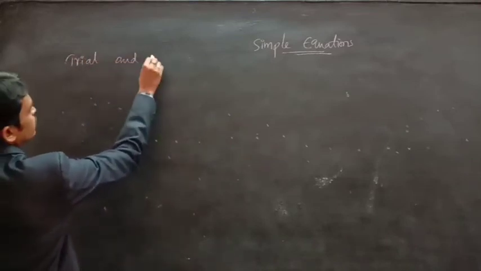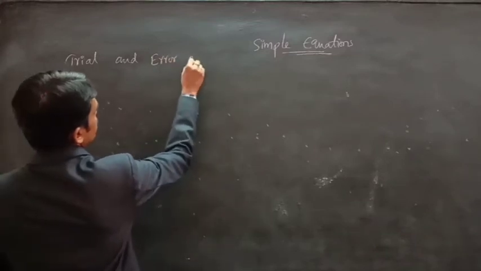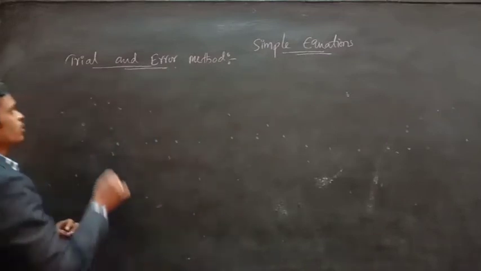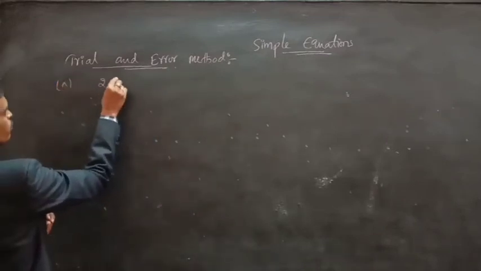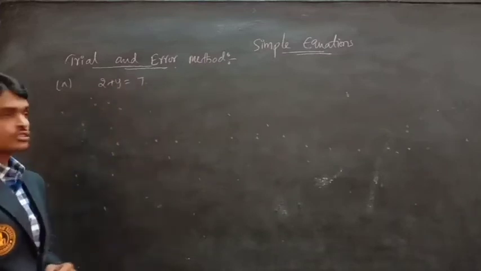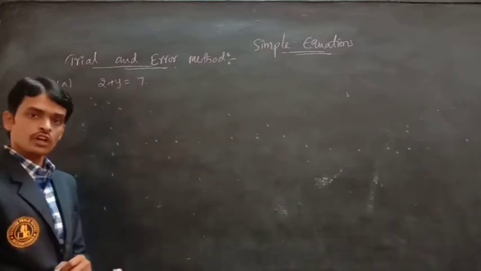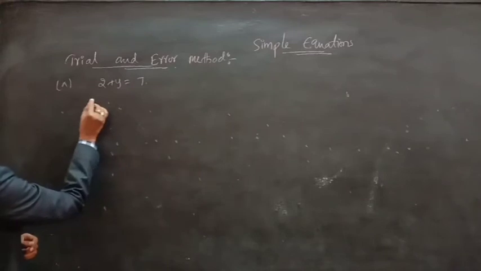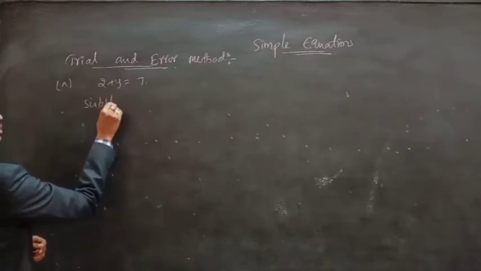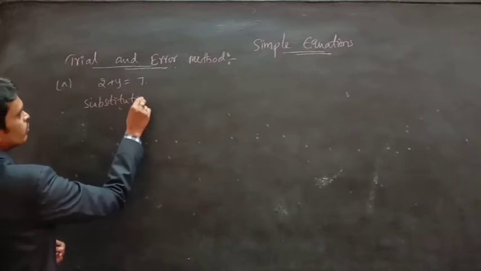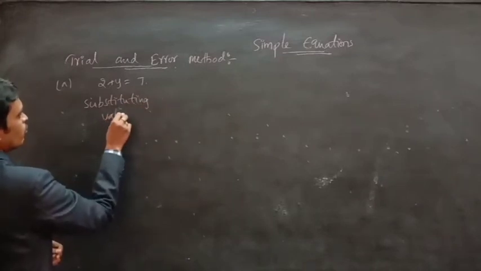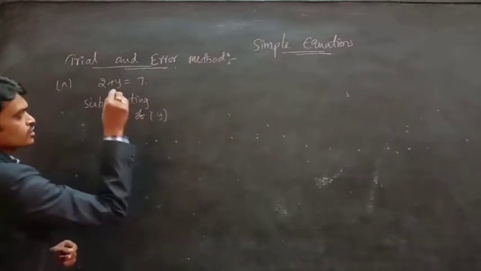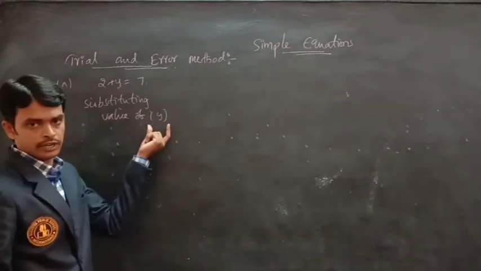Trial and error method. So the equation is 2 plus y is equal to 7. This simple equation we have to solve by using the trial and error method. First we should write the substituting value of which variable here? y. So first we write the substituting value of the y variable.